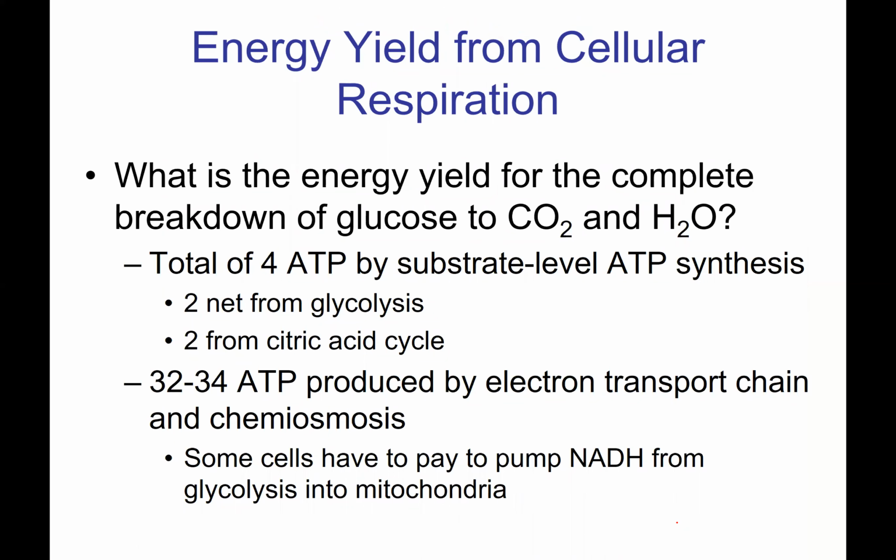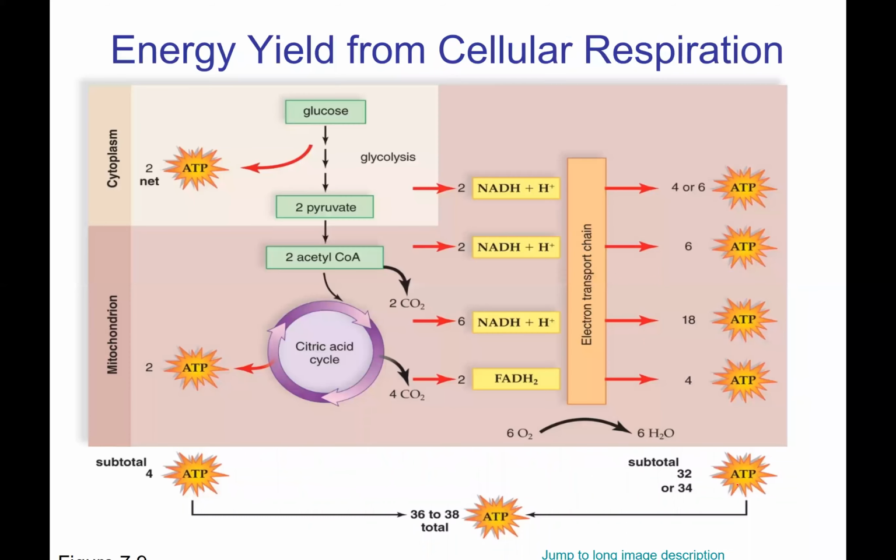Now, what's the energy yield? What are we talking about? So remember, we get 4 ATP through substrate level phosphorylation. This is 2 net from glycolysis because we had to use 2. Remember, we had to have that energy investment phase. And then we get 2 from the citric acid cycle. Our moneymaker, the electron transport chain, creates 32 to 34, depending on how efficient it is, alone. So this is the main way that ATP gets made, through the electron transport chain.